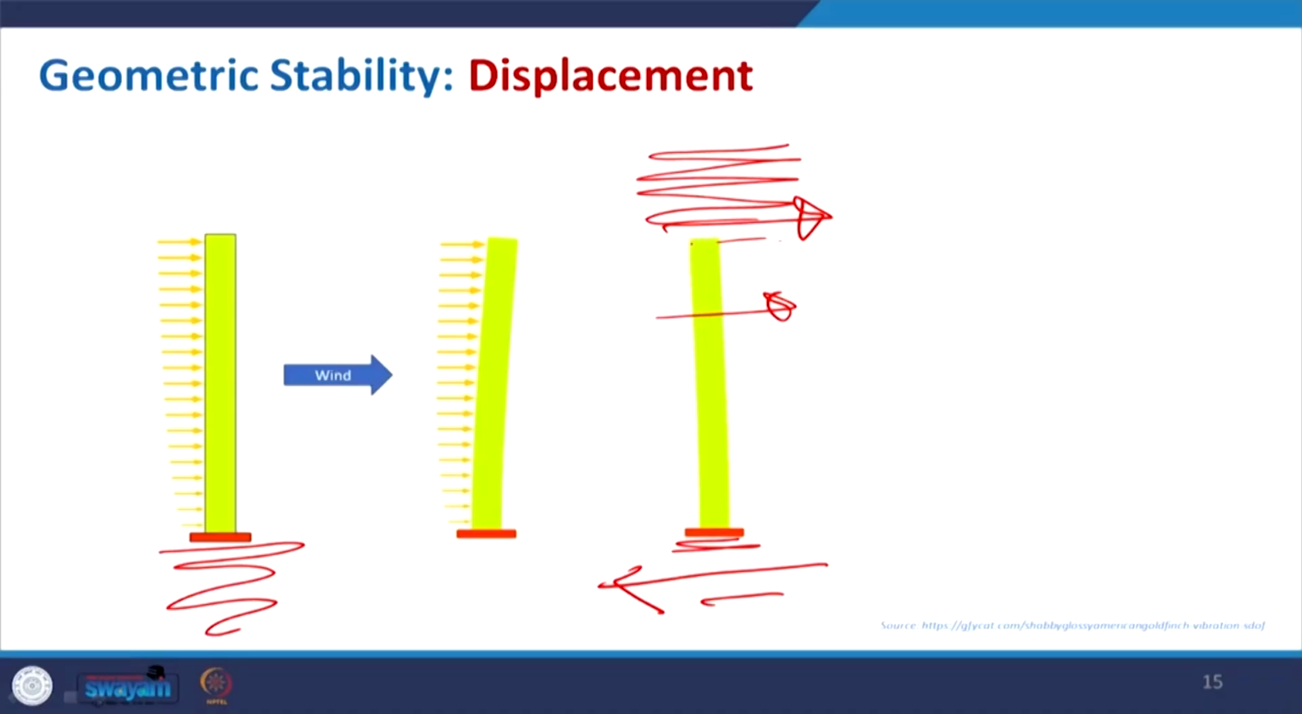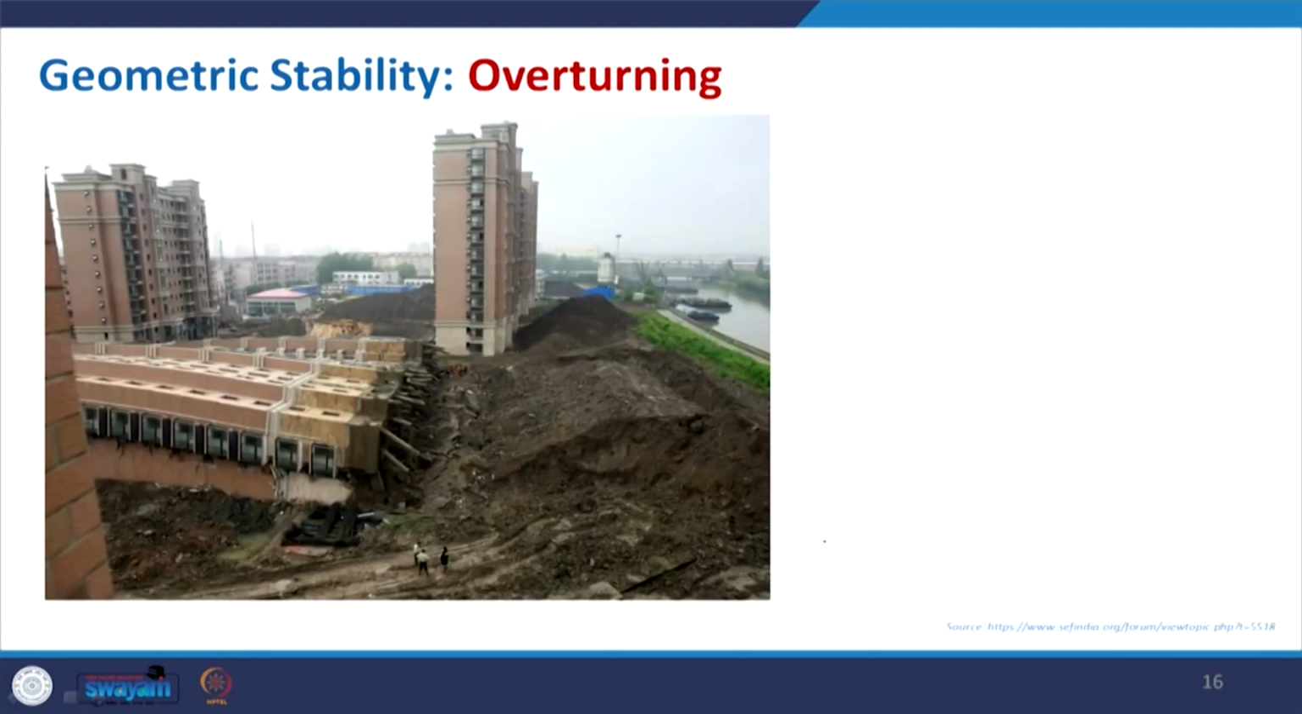If the proper arrangement has not been made, your building will have permanent deformation, a displacement from this position to this position. It may be a permanent bending at the bottom, or it may even go for overturning. So, this is all about the displacement, and here you can see the overturning, where there was a failure of the foundation and other things.